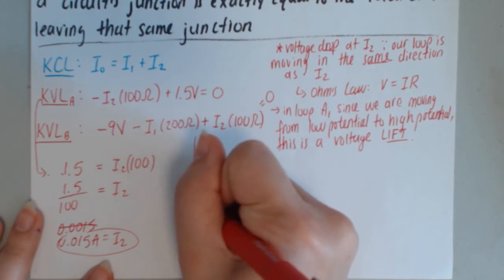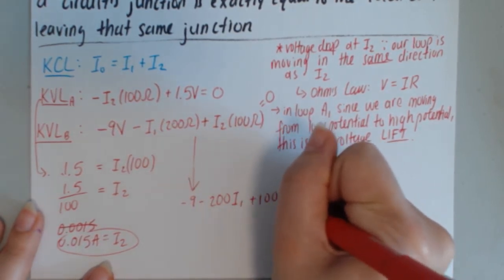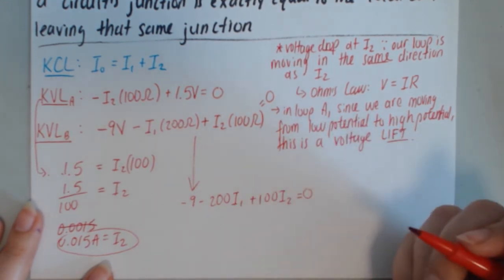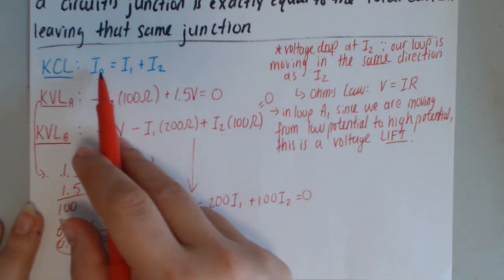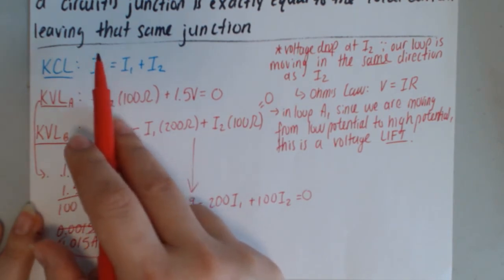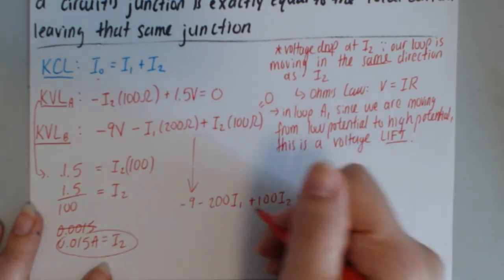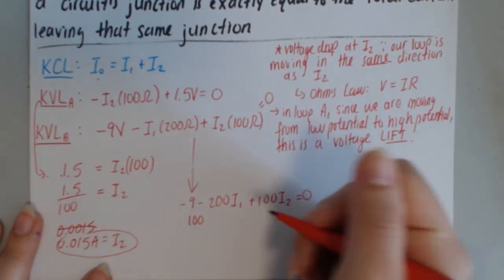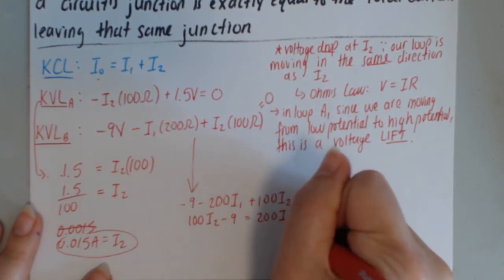So we have -9 minus 200 I1 plus 100 I2 is equal to 0. Oh, you know what? We are actually going to use this formula in the end, so we can find I0. So actually, always write this no matter what. Okay, so we've got 100 I2 minus 9 is equal to 200 I1.